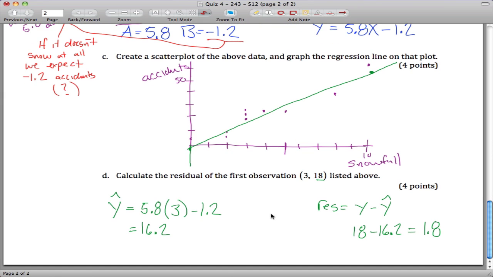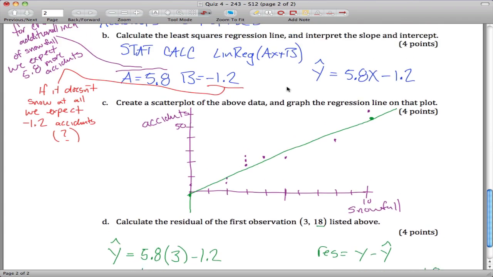It doesn't say to interpret it, so we don't have to. But the idea is we would have predicted 16.2 accidents. We actually had 18, so we had 1.8 more than we predicted. But I suppose that is the end of the quiz.